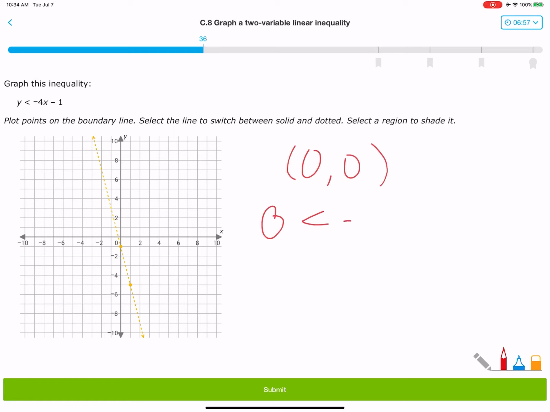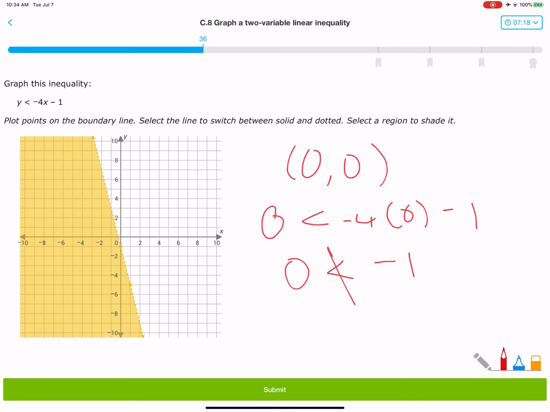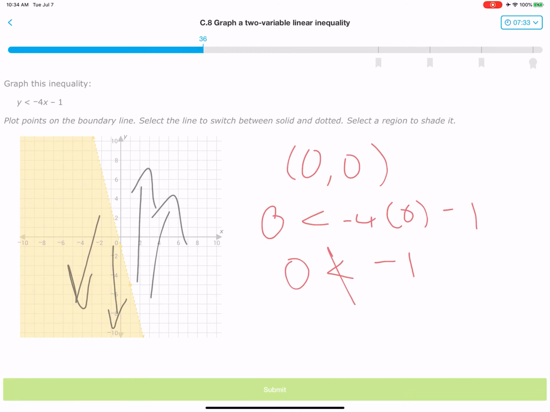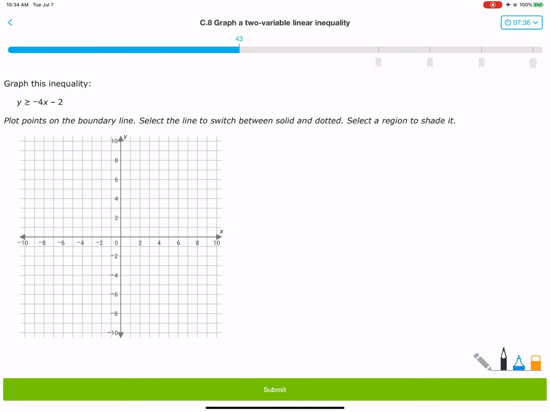0 is less than -4 times 0 minus 1. -4 times 0 is 0, so -1. Okay, so 0 is less than -1. Is that true? No, 0 is actually greater than -1. So 0, 0 should not be shaded, therefore this region will be shaded. Okay, and also if you look at the graph, this is going down. So y is less than, this is going up, okay? So you can try either method for these questions.